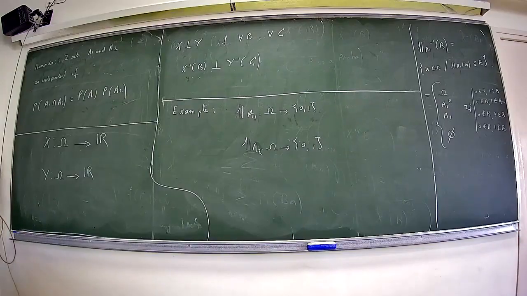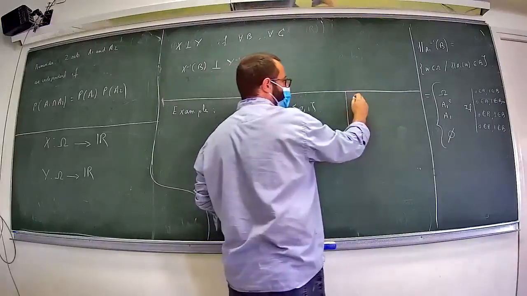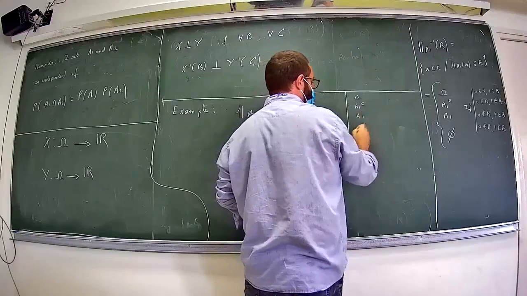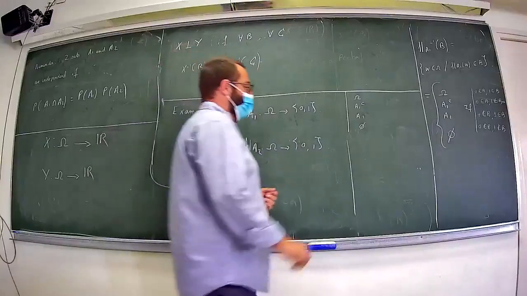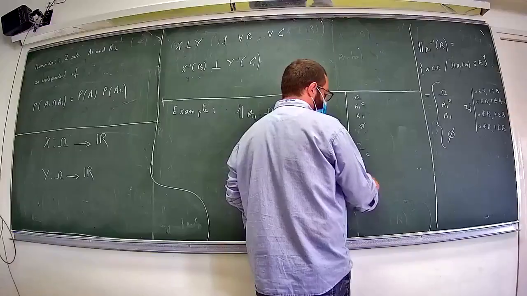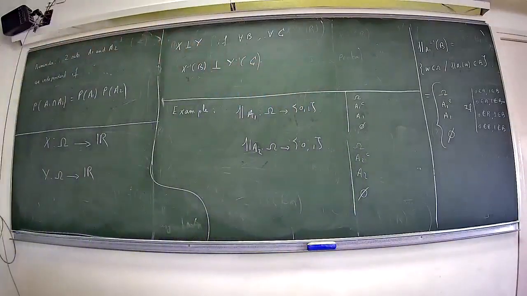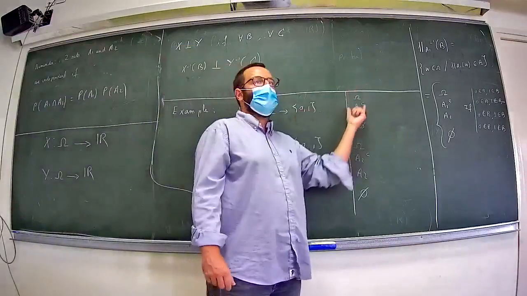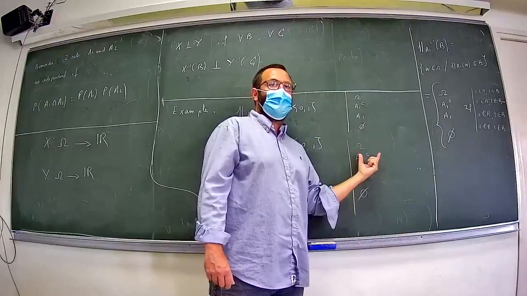Okay? So what is the set of the preimages here? Well, by what I have written here, you have omega, A1 complementary, A1, empty set. And then, for this one, you will have omega, A2 complementary, A2, and empty set. So the two random variables will be independent if and only if anytime I take an element here, it is independent of an element here. Okay?